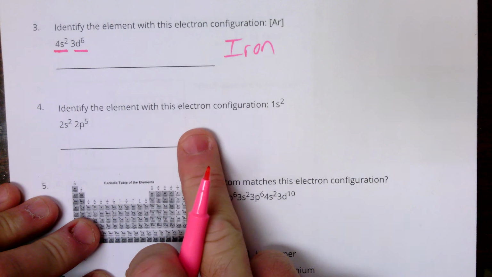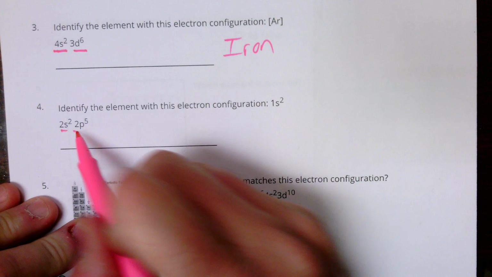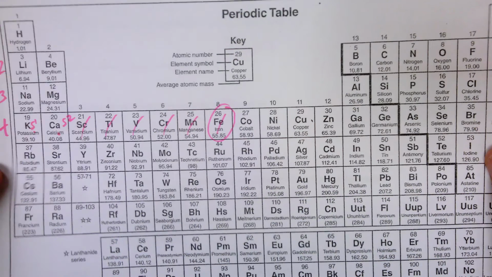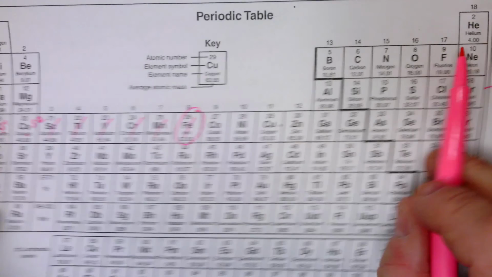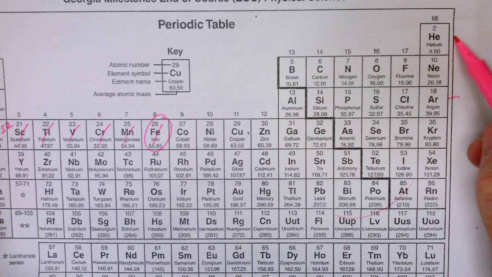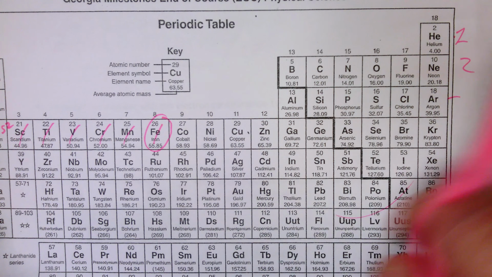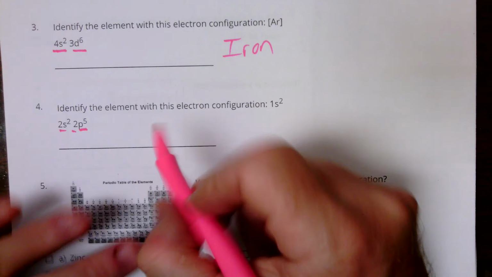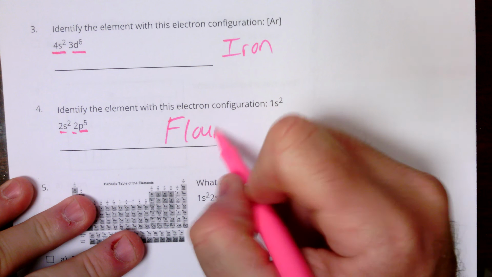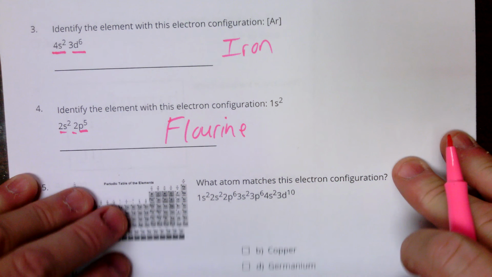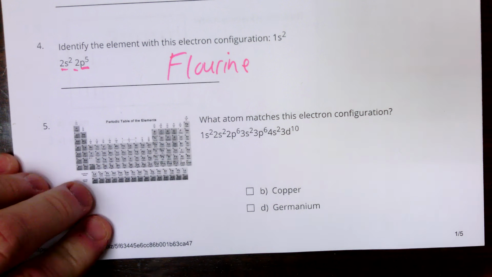Identify the element with this configuration. Well, we're in the second energy level and we're in the p block, and p number 5. So here we are. We know we're going to be over here because this is the p block. It's p5 in the second energy level: 1, 2, 3, 4, 5. So that is fluorine. And I spelled that wrong. The u comes first, but spelling, what the heck?